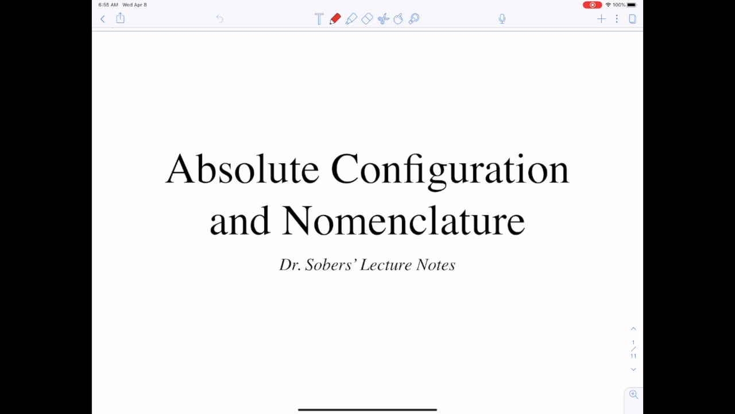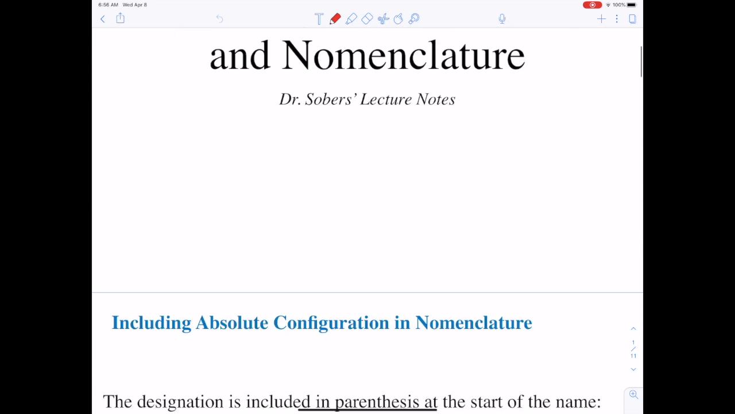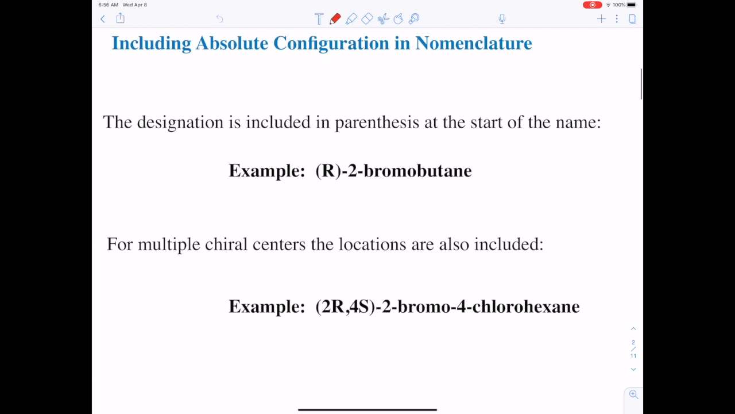All right, let's take a look at absolute configuration and how it's indicated in the nomenclature of alkanes. If you have a chiral center, you simply indicate its configuration, R or S, at the beginning of the name in parentheses. But if you have multiple chiral centers, multiple asymmetric centers, you have to indicate the configuration for each one and also its location.